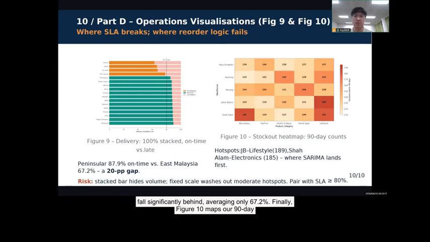Finally, figure 10 maps our 90-day stockout events using a warehouse by category heat map. The dark red hotspots instantly draw the eye, specifically Johor Bahru Lifestyle at 189 events, and Shah Alam Electronics at 185. These are the exact points where our current manual order logic is failing. Ultimately, these visualizations don't just tell us what happened, they prove exactly where our predictive models must take over. Thank you for listening.